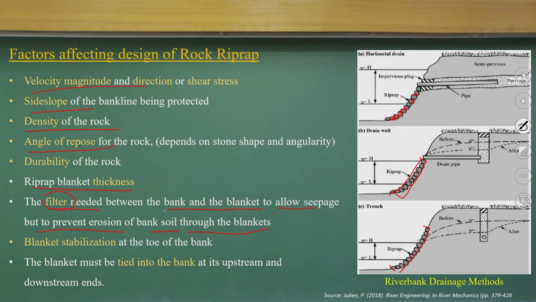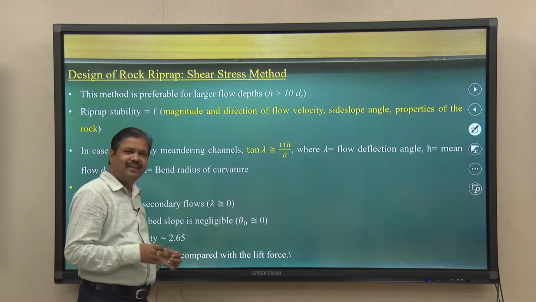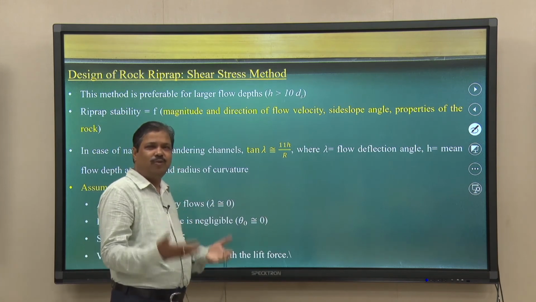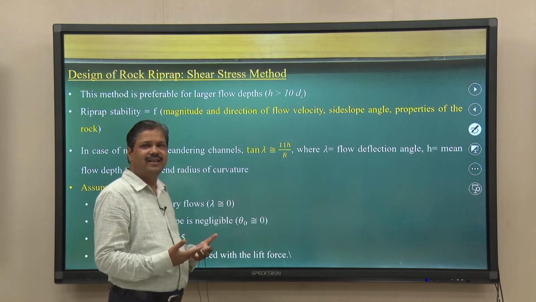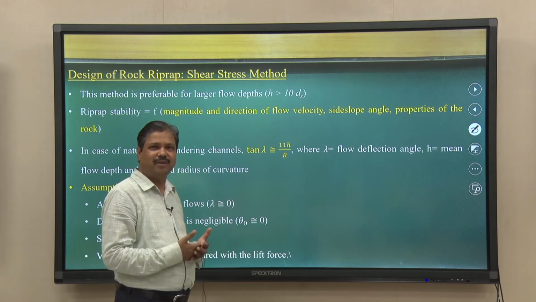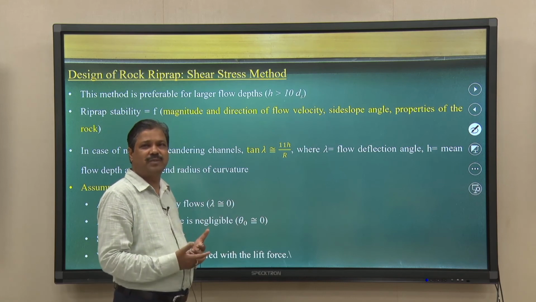Blanket must be tied into the bank at its upstream and downstream ends. I will show the photographs at the end of this presentation. Now, how to design the rock stone riprap? As I said, please do not just put the stone on the river bank. Without any engineering knowledge, stone dumping on the river bank does not stabilize the rivers or protect the river bank, because we have to understand the physics behind that.